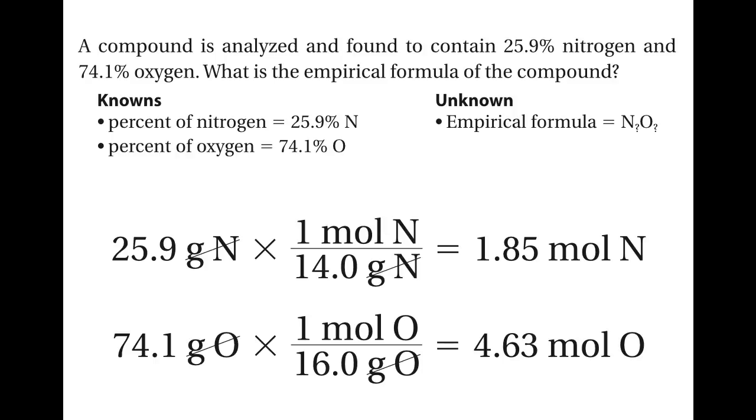The next step, after I've converted that percent into grams and that grams into moles, is I'm going to look at my two products. I have 1.85 here and 4.63 here. Do you guys see that? 4.63 and 1.85 right here. I'm going to pick the smallest mole value that I have. In this case, 1.85 is the smallest, and I will divide both of the products that I got by that mole value.